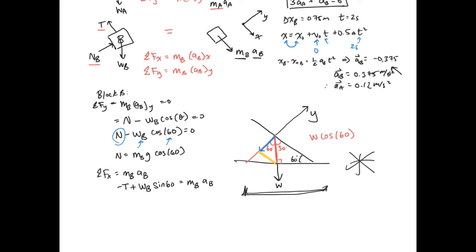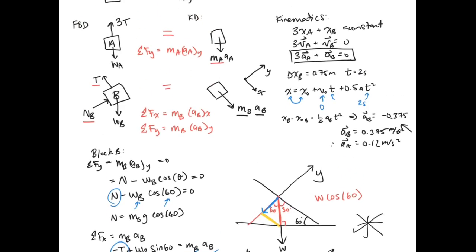We already know the acceleration of B from our kinematics. We know the mass of B, therefore we know the weight of B, and we can solve for T. That's our second unknown solved. Our T works out to 44.35 newtons. And then I'm going to scroll up just to show you the drawing.